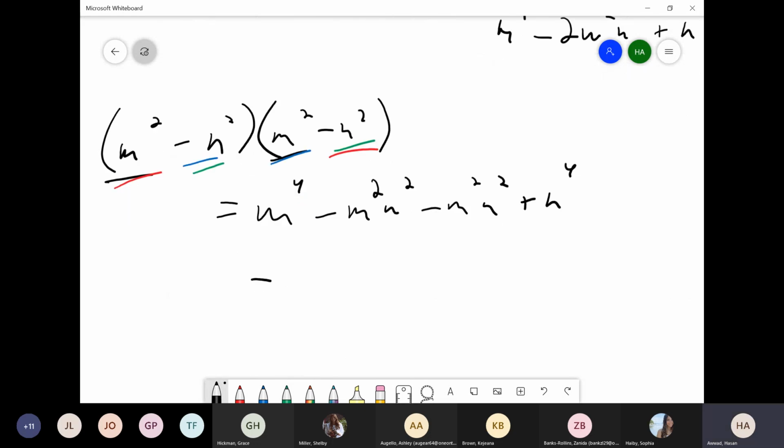So what we just have to do is condense the middle pieces because we see that we have the same thing twice, right? We have a negative m squared n squared, and again, minus m squared n squared. So when we condense this, m to the fourth minus 2m squared n squared plus n to the fourth.